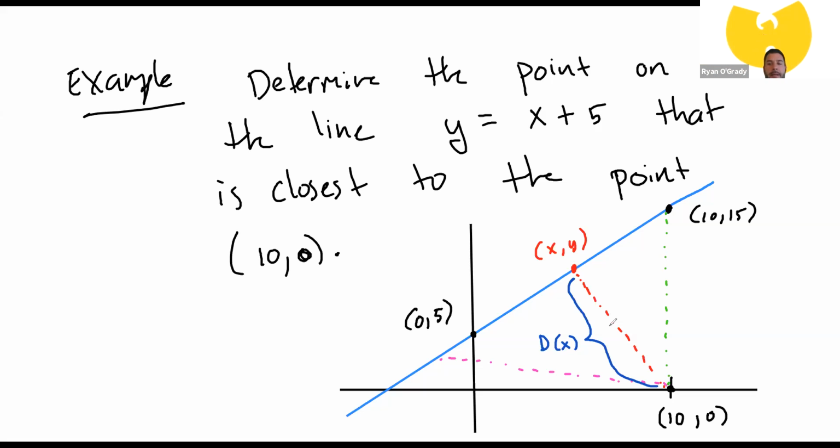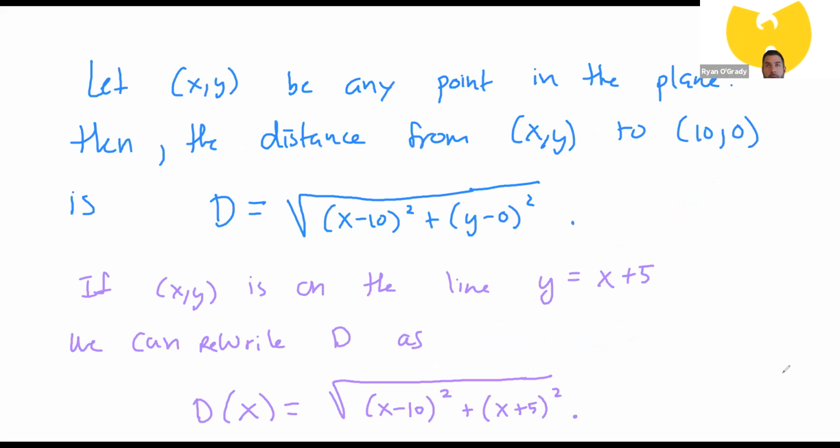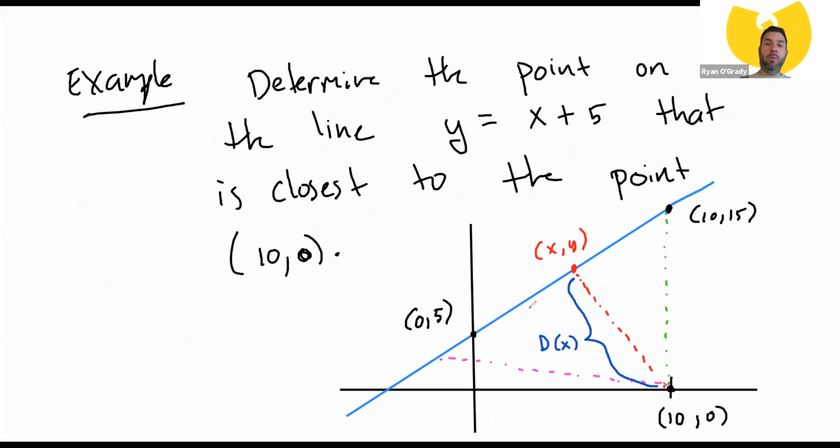Okay, does anybody have a question so far? Comment? Let me say this one more time because I think it's important. This function right here, d, you give it an x. And then when you give it an x, it finds the corresponding point on this line, and then it measures the distance between that point and (10, 0). And so what we want to know is which one is the shortest.